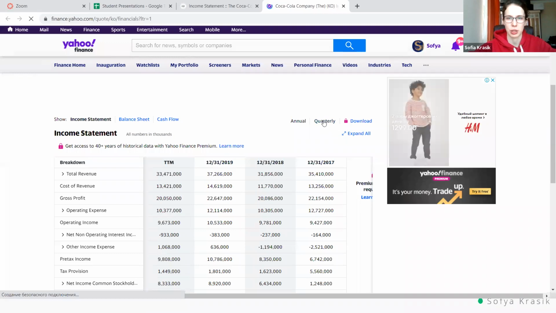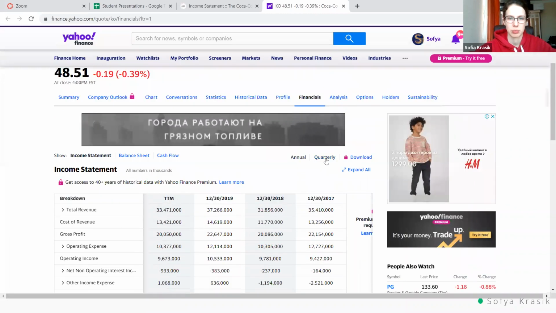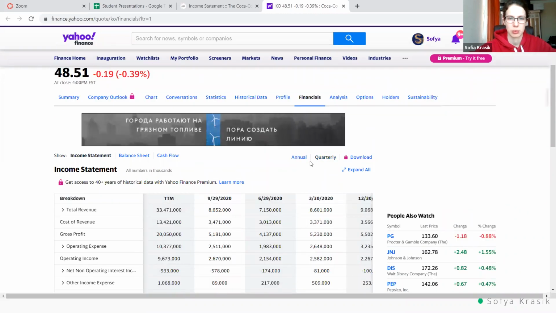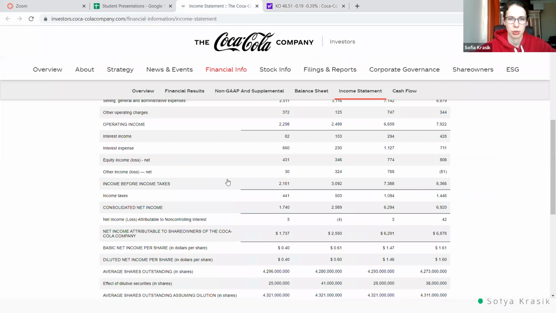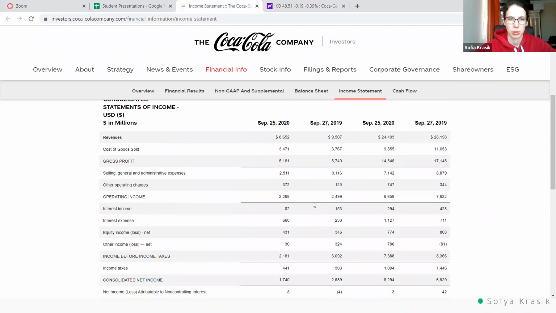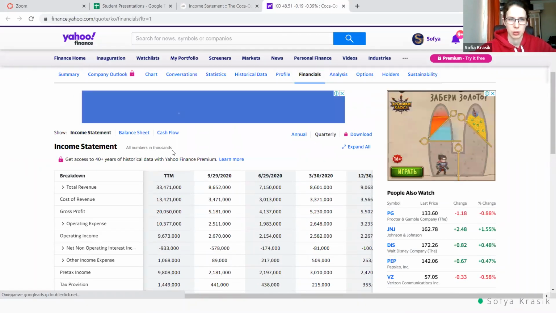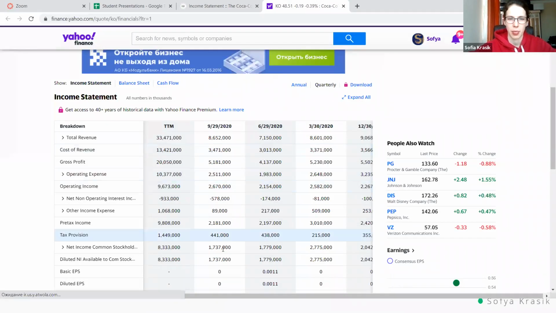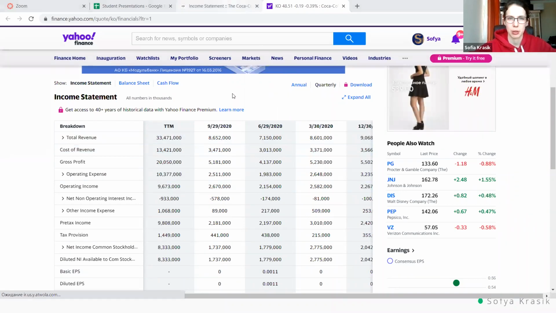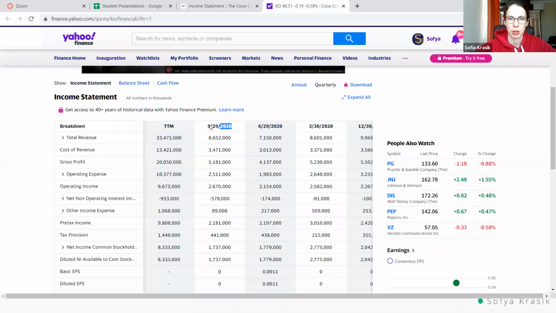So let's also choose here a quarterly report of Coca-Cola. Okay, here it is. As the last available statement on the website is for the end of September of 2020, we will also be looking at this column.